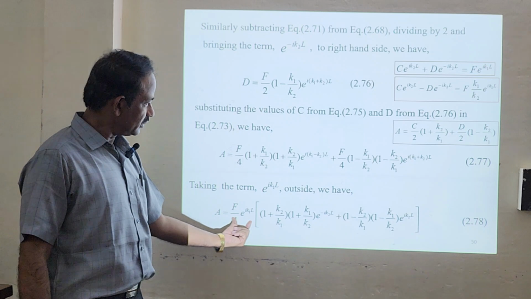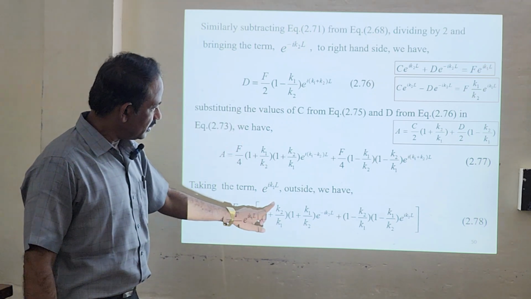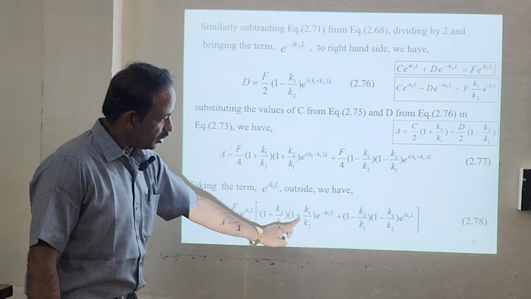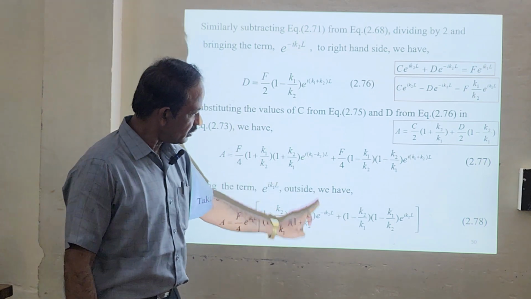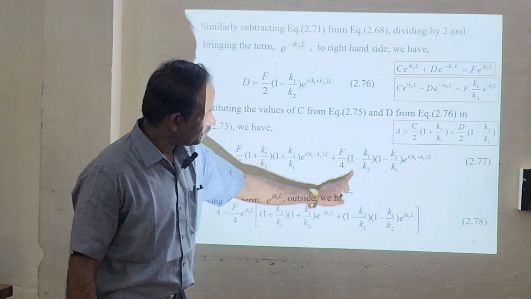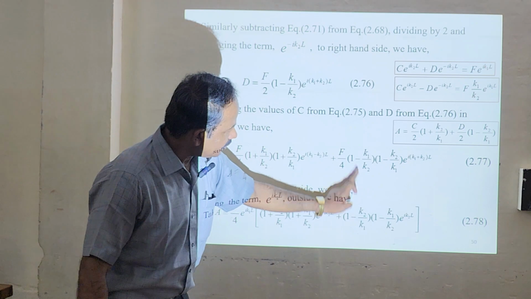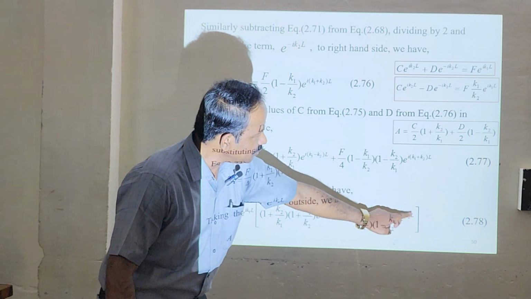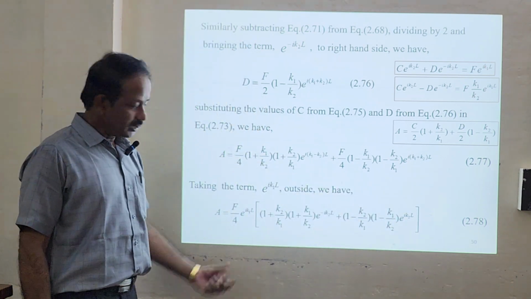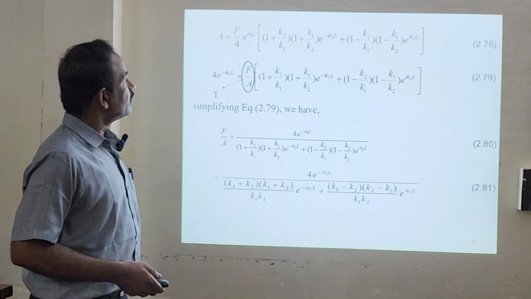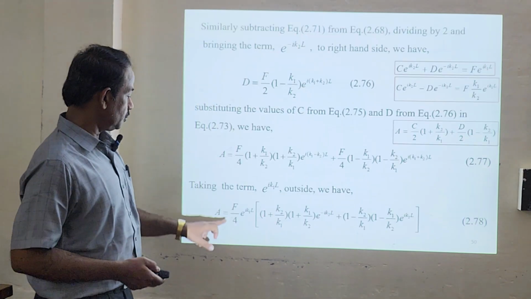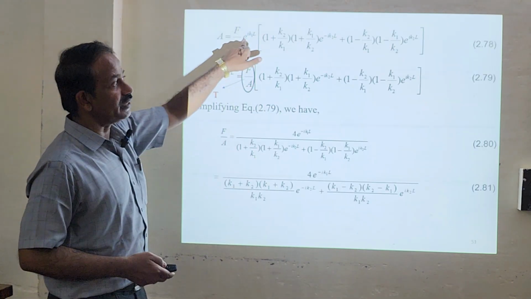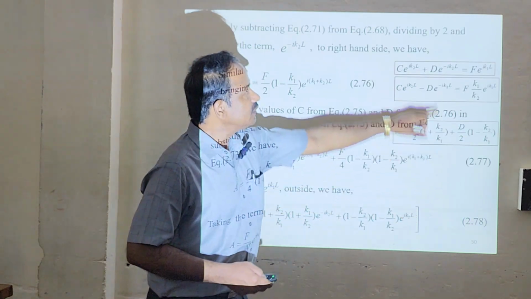So the remaining terms: (1 plus k2 by k1)(1 plus k1 by k2) e power minus i k2L plus (1 minus k2 by k1)(1 minus k1 by k2) e power i k2L. Now take the LCM. Okay, we just take the LCM. So we have this term. I have written the same term here, 2.78, the same expression here.